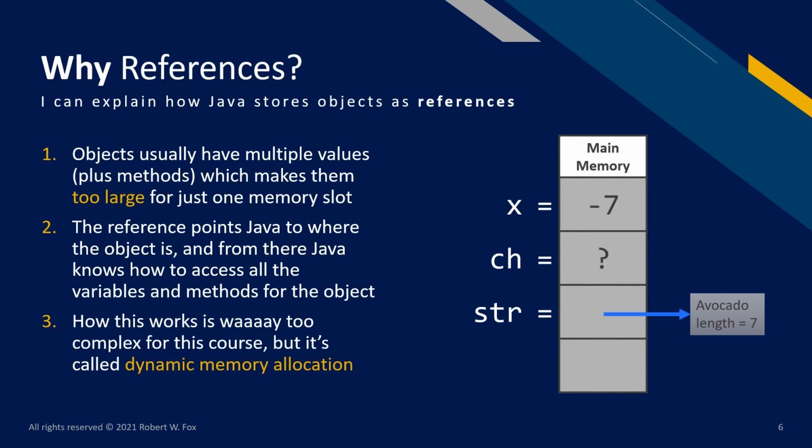So why again are objects stored as references? It's basically because objects have multiple values and methods, which makes them too large for just a single memory slot. So the reference that's stored in the memory points us to where the actual object is, and from there, Java knows how to access all of the variables and methods for that object. Now, the details of how this works, in other words, once we follow the reference and get to the object, how Java knows to tie it all together and what memory slots go with that object, that's way too complicated for this course, but we can trust that Java has it taken care of through a process called dynamic memory allocation.